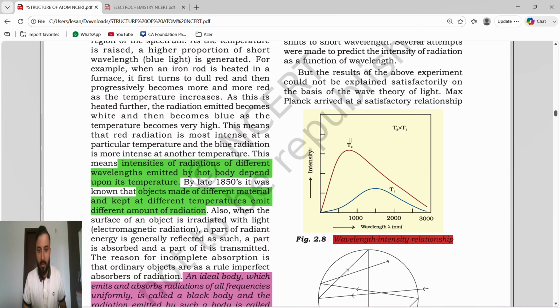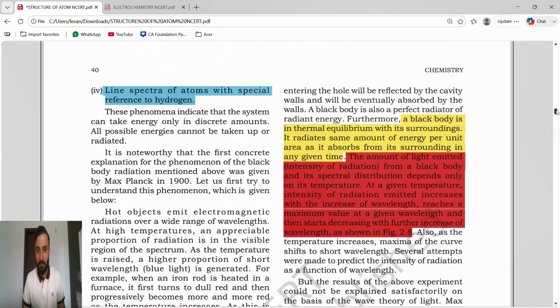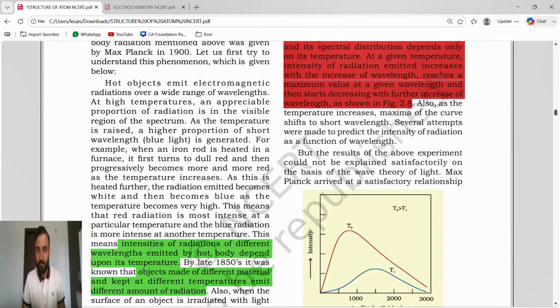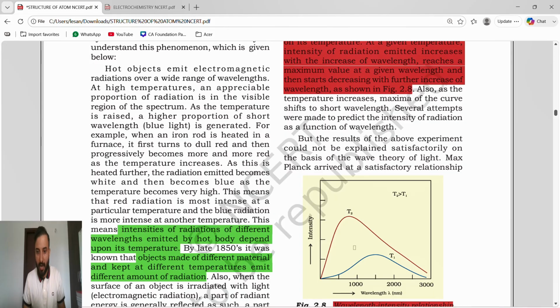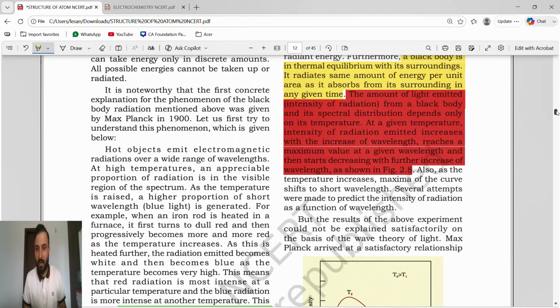See here, at a given temperature I kept the temperature as T2. What is happening? With increase in wavelength, the intensity is increasing and reaches the maximum. Then again it decreases. The same thing they said. Suppose I keep T2 as the given temperature. At a given temperature, what is happening, guys?